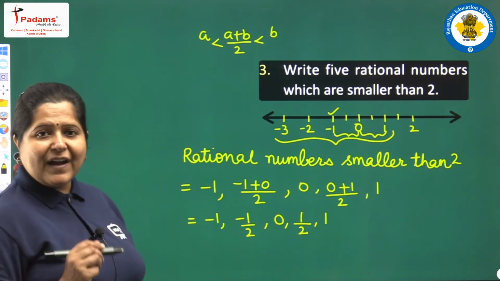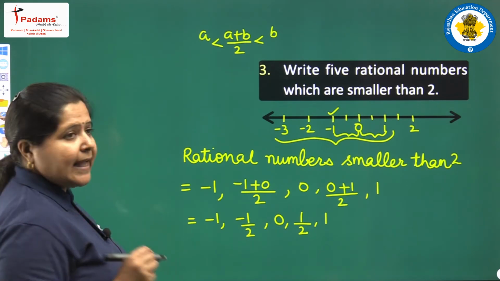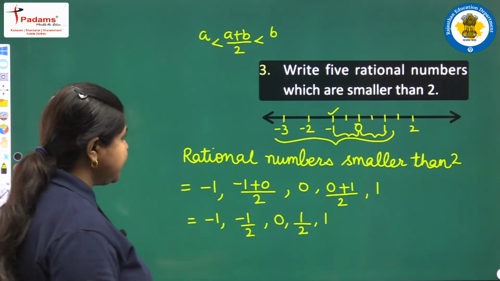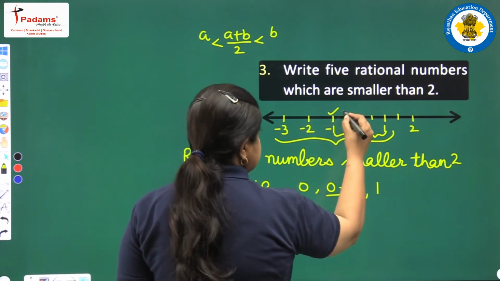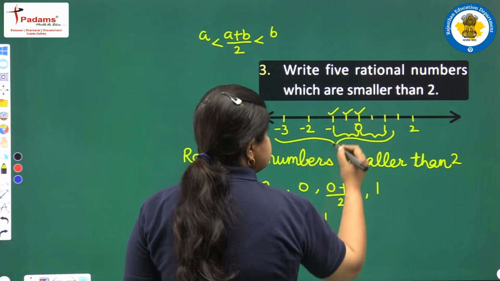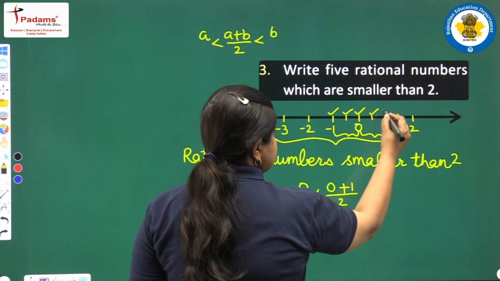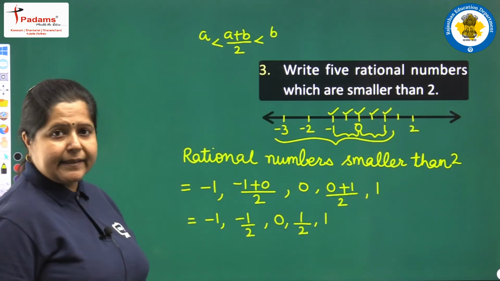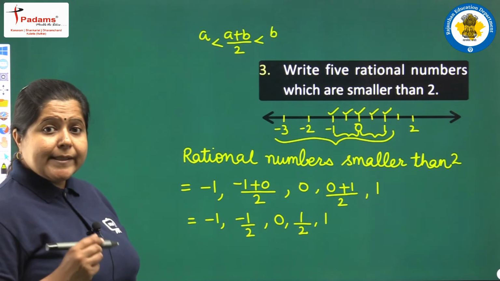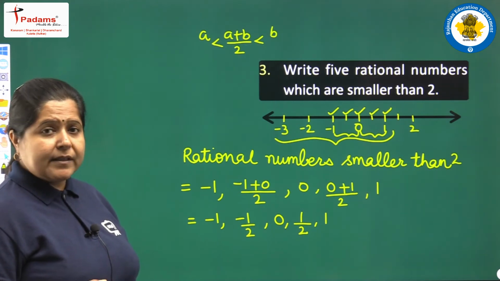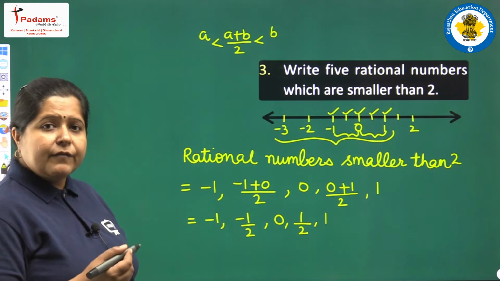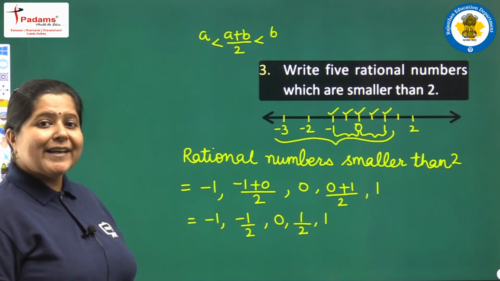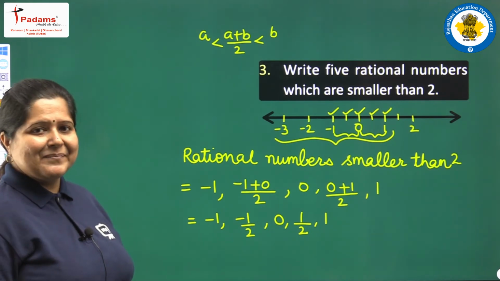So, these are the 5 rational numbers smaller than 2. Which 5 have we taken? Minus 1, then minus 1 upon 2, then 0, then plus 1 upon 2, and then 1. These 5 rational numbers we have taken. Is it okay? You can still have one more set of rational numbers smaller than 2. They are infinitely many in number.